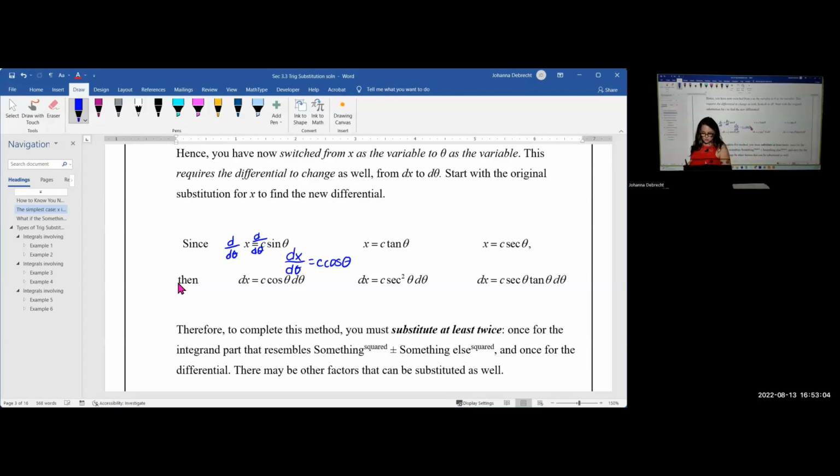So these are the 3 that we have to worry about, the 3 different types of trig substitution. Remember, you're converting using this substitution factor in each individual one to convert from an integrand focused on x to an integrand focused on theta. And then you have to switch the differential from dx to d theta. In other words, you're going to have to substitute at least twice, if not more. Sometimes you have more factors in the integrand, which will have to be substituted out as well. All right.